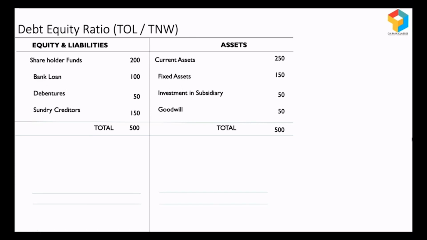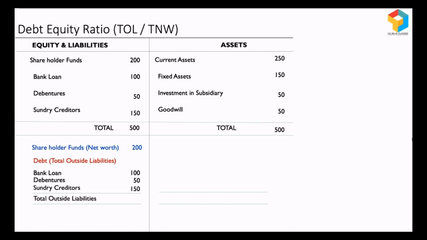total is 500. Now with this balance sheet, let's first calculate our debt equity in the normal way, like what we did earlier. So what we have to do, we have to find out what are shareholders funds, and in this case it is pretty straightforward, 200. Then we have to compare that with the debt, which is outside liability. So bank loan of 100, debentures of 50, and sundry creditors of 150. And what is the total? Total outside liabilities is 300. So debt equity we can calculate debt divided by equity, or total outside liability by net worth. Okay, 300 by 200 will give us debt equity ratio as 1.5:1.